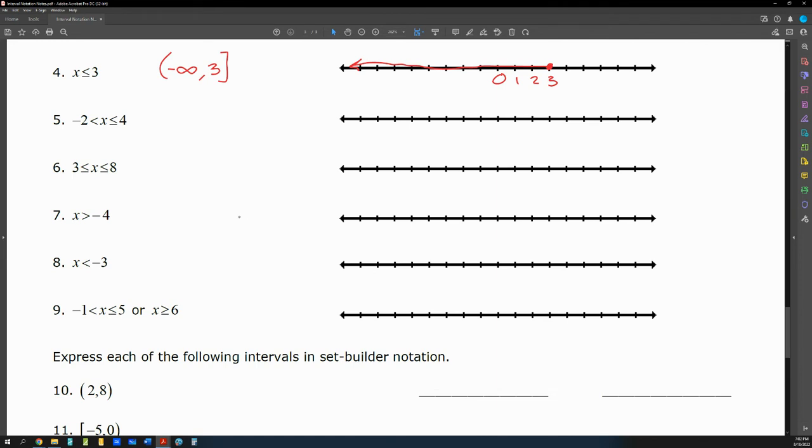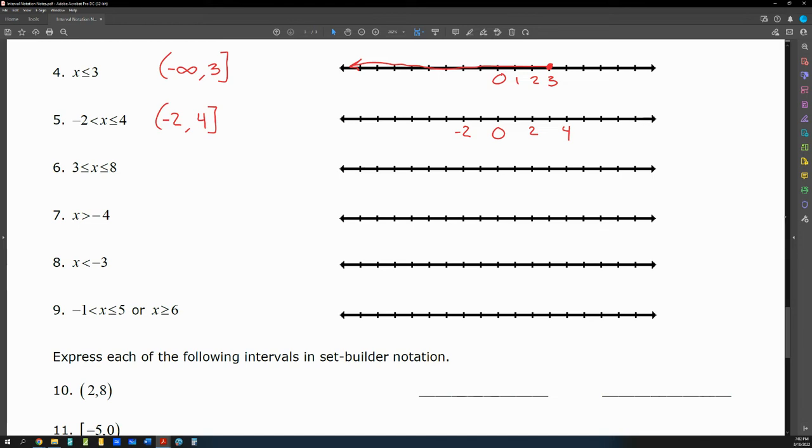Number 5, here we have x is between negative 2 and 4, not including negative 2, but including 4. So our upper and lower bounds are 4 and negative 2, respectively. And we don't want to include negative 2, but we do want to include 4. To graph this, we'll start at 0, count backwards to negative 2, and count upwards to 4.